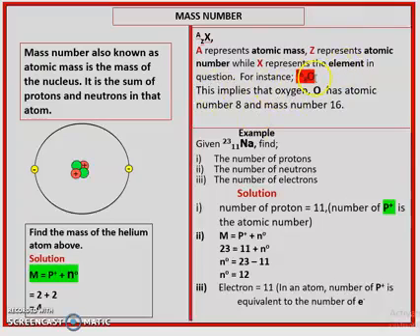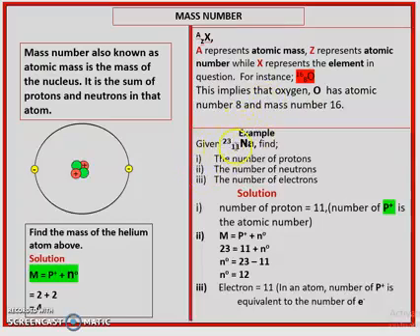So for instance, you have oxygen here with 16 on top, 8 down. The 16 on top represents atomic mass, while this represents atomic number. So oxygen has the atomic mass of 16 and atomic number of 8.